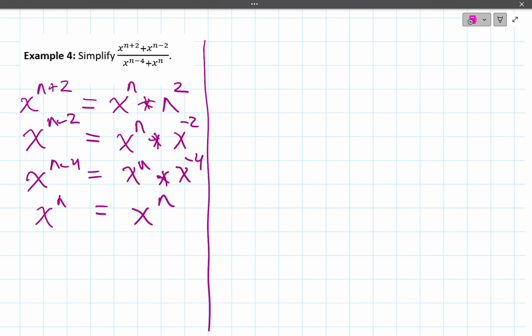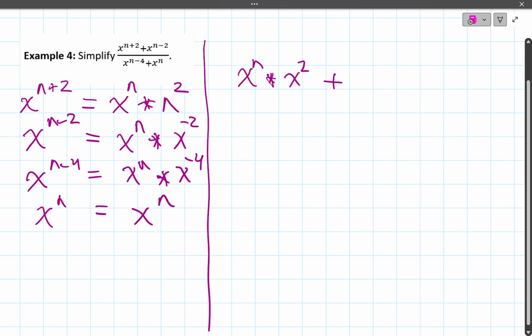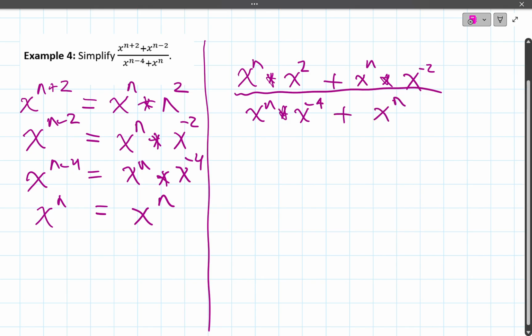Now I'm going to put them back into the fraction. So I might just do it over here. So x to the n times x to the 2 plus x to the n times x to the negative 2, over x to the n times x to the negative 4 plus x to the n. Okay, so now I'm going to make a comparison with this because I see that I have an x to the n in all my terms.